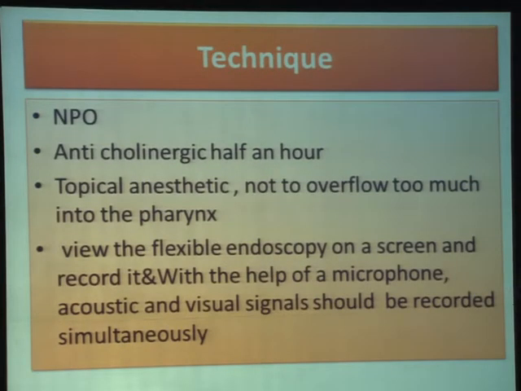So the patient shows up NPO, you give something like glycopyrrolate half an hour before the procedure, and a topical anesthetic, not to overflow too much into the pharynx. This is important. You can use your 10% lidocaine spray, but it shouldn't be too much, trickling down into the throat and causing numbness of the pharyngeal receptors. View with a flexible scope on the screen. It's important that you record the acoustic signals, the snoring, and the visual signals simultaneously.